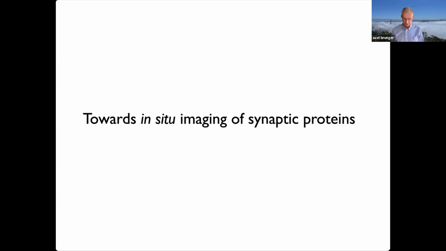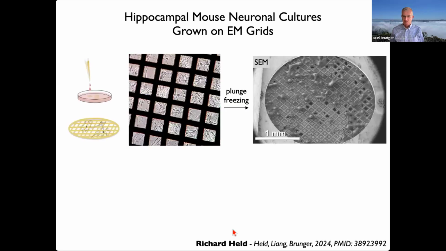The first project I'll tell you about is all done by Richard Held, my postdoc, together with my students Zhao and Liang. What Richard has been doing is growing primary hippocampal mouse neurons in culture, in the presence of EM grids. It turns out that these neurons like to adhere to the grids and grow on them. The usual supporting media is present, and initially the glial cells are promoted to grow, but then we stop them from growing.